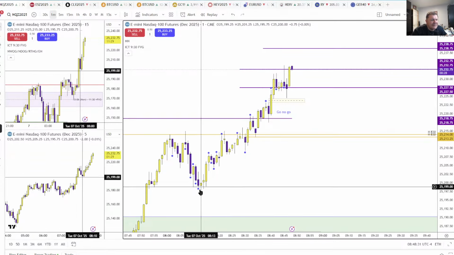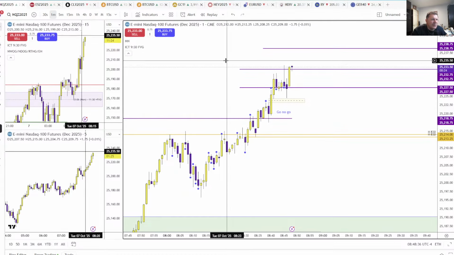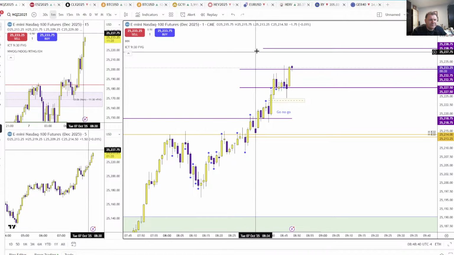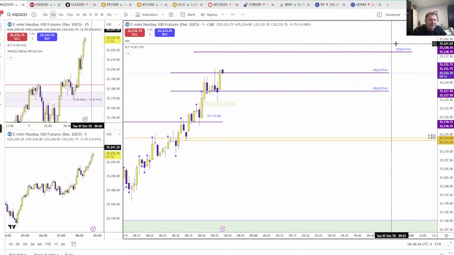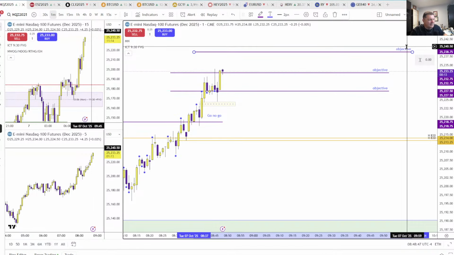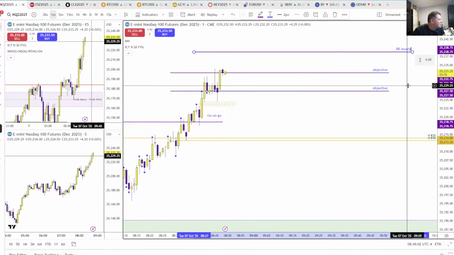And sometimes if it leaves without you, don't chase it. Just wait. Or in a 1-minute chart, there's plenty of opportunities that will form today. And what do we say this one was here? This one is the, type that in here, so it doesn't just say objectives. It's the hourly rejection block.